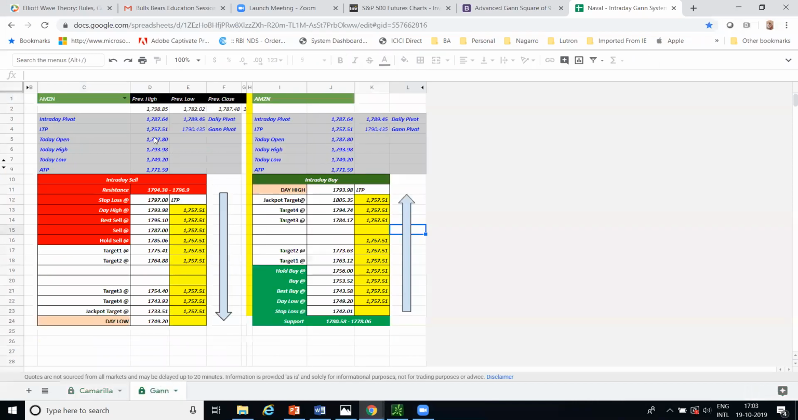There's another way, or add-on calculation mechanism, called Gann.